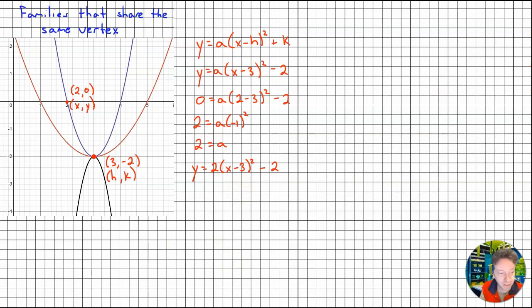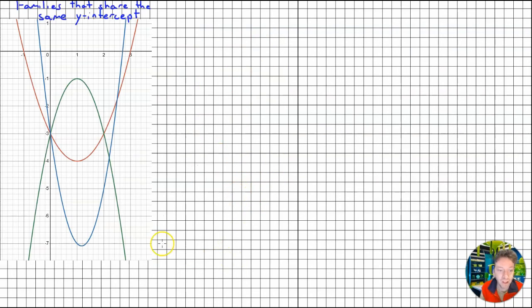All right, let's try our last family. So in this one, we all have the same y-intercept, which is (0, negative 3). So standard form you've probably typically seen as y equals ax squared plus bx plus c. But c is our y-intercept. So we can write this as y equals ax squared plus bx minus 3. But here we need to solve for both a and b, so we need two other points.